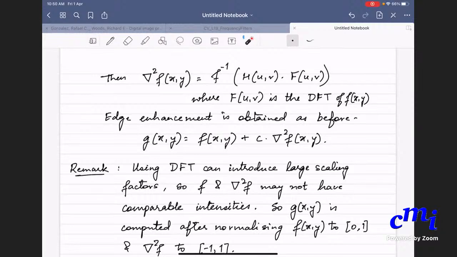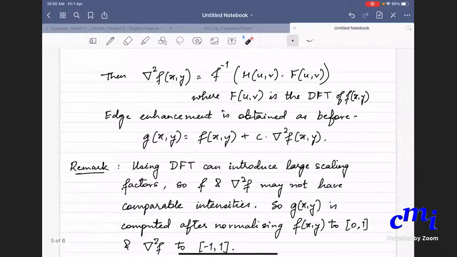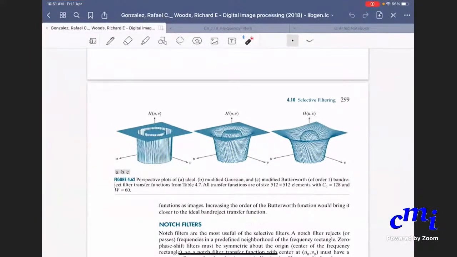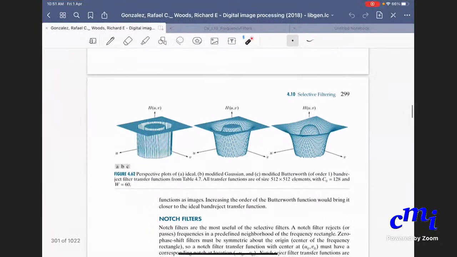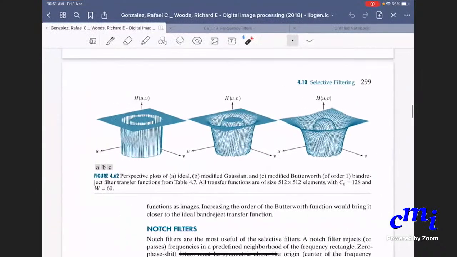Next, what I want to talk about is bandpass and bandreject filters. So these are examples of bandpass or bandreject filters. Bandpass essentially means that it will let a certain chosen band of frequencies pass, and bandreject will mean that it will reject a certain band of frequencies.